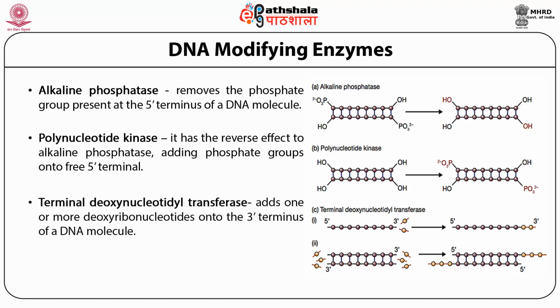This adds one or more deoxyribonucleotides onto the 3' terminus of a DNA molecule, as shown in the figure here. One can generate at the 3' end, for example, a poly T or a poly C, and so on. Normally, poly T is used so that it can anneal with poly A of a template transfer.